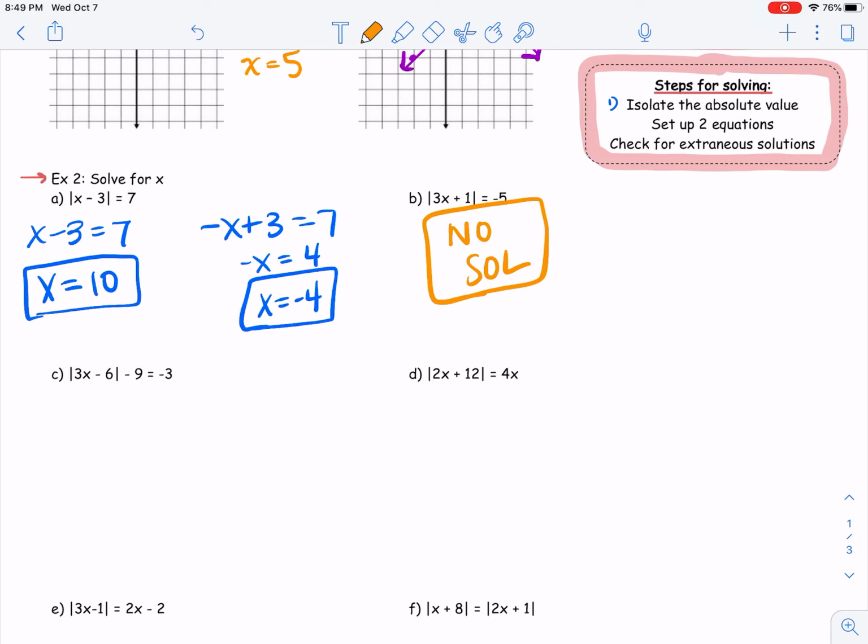And if you needed to solve that graphically to get a visual, -5 is down here. 3x plus 1 would be something like this. Those two graphs do not intersect. Therefore, there is no solution. Okay? So be careful when you isolate that absolute value. If it's ever equal to a negative number, stop right there. That is not possible. All right, moving forward.